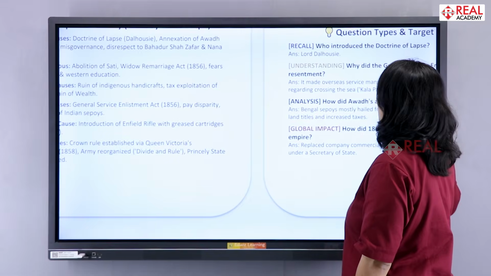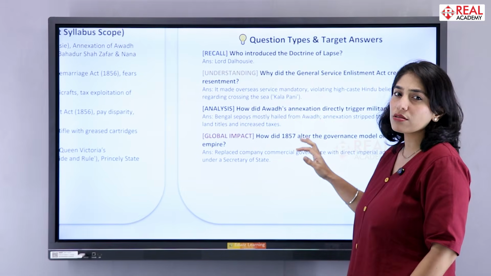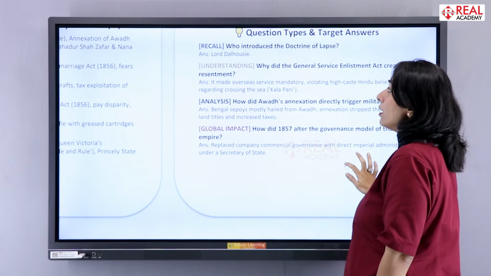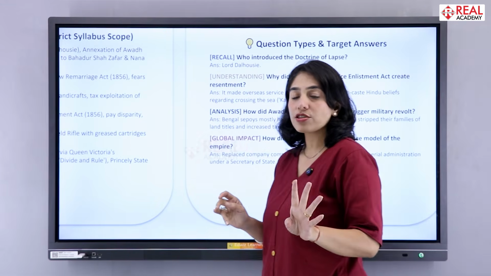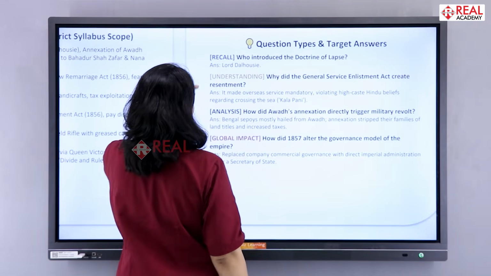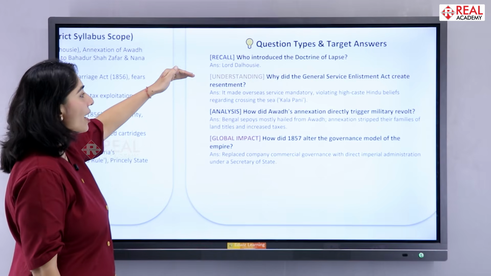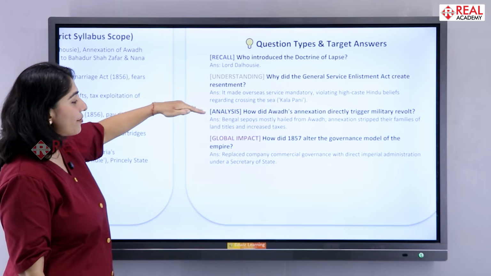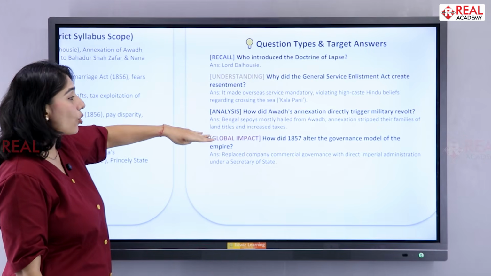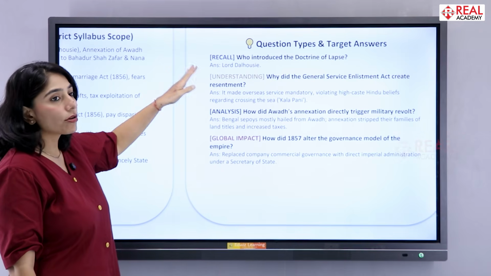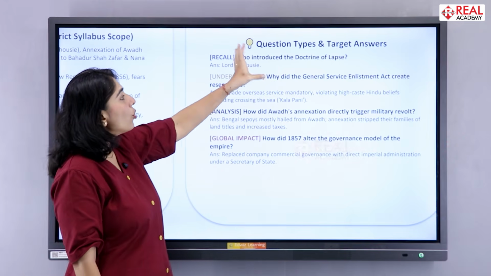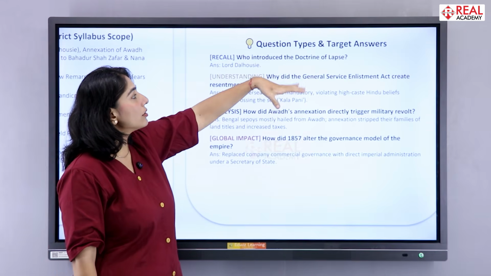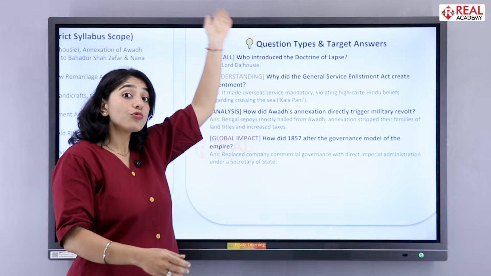Okay, now when we talk about what type of questions can we generally expect here? For example, see, the boards always come up with 4 categories of questions, where you first have recall, then you have understanding, then you have analysis, and your global impact. So when we talk about recall, you generally have questions like this. Who introduced the doctrine of lapse? Where you're trying to recall.